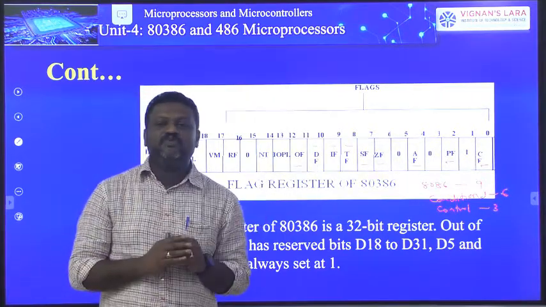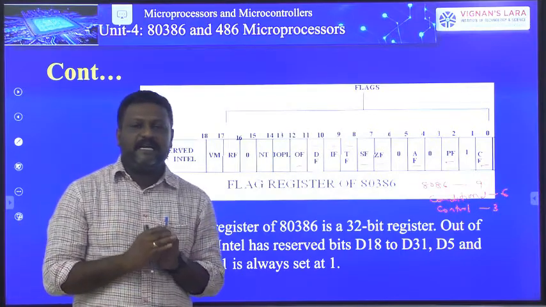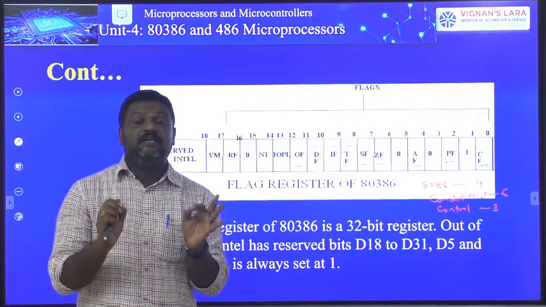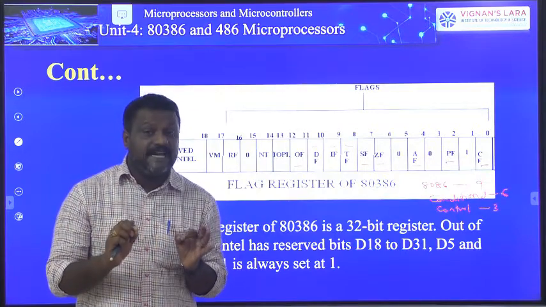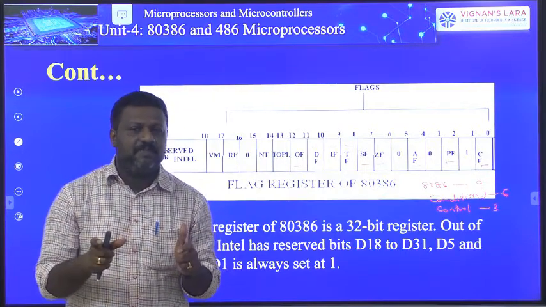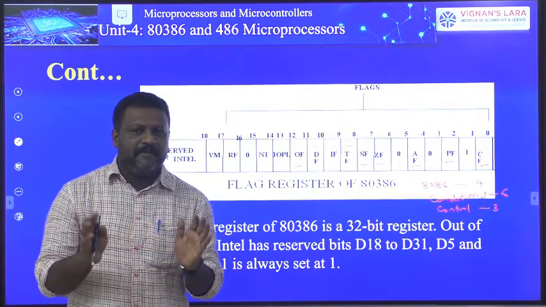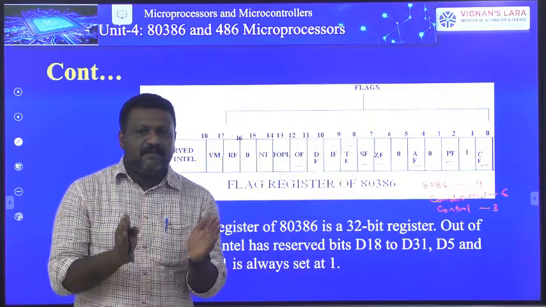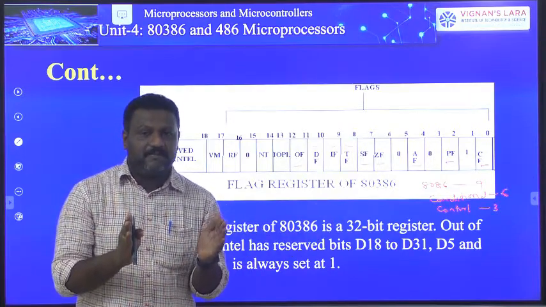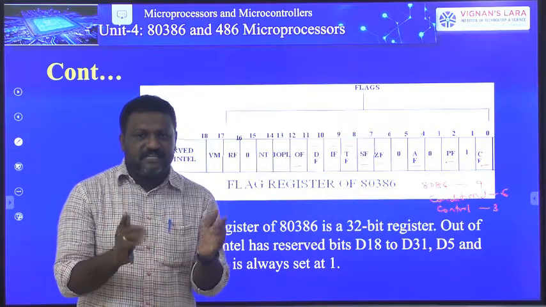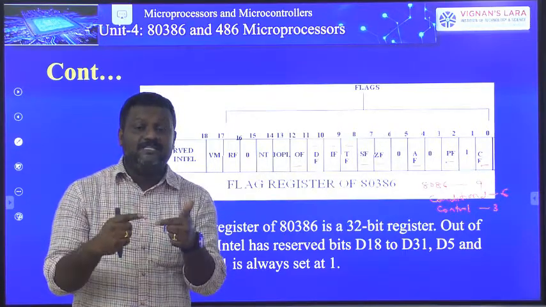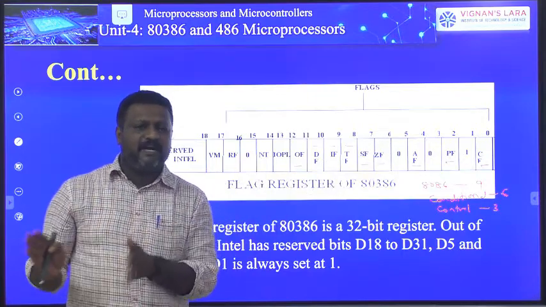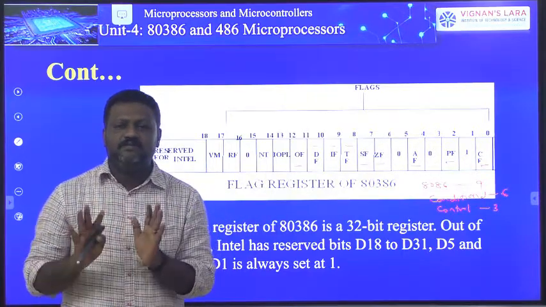Coming to the next one, PF. PF means parity flag. This parity flag is set to 1 once the result's least significant byte contains an even number of ones. Listen carefully, friends: I am not talking about all the result bits, I am only focusing on the least significant byte of a result. If the least significant byte of a result contains an even number of ones, then only my parity flag PF is set to 1. For remaining cases, the parity flag is 0.